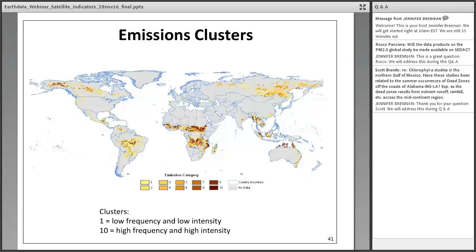This is the cluster map I mentioned, which really describes the intensity and frequency of fires. And so a lot of Africa is very subject to fairly frequent and intense fires. Parts of Malaysia and Southeast Asia are also very heavily impacted by fires, as are the boreal zones.